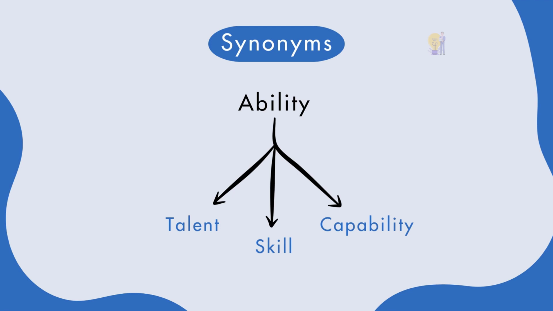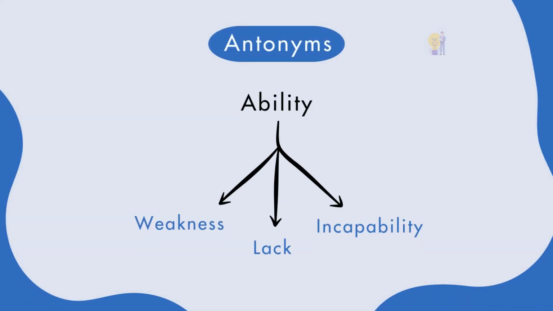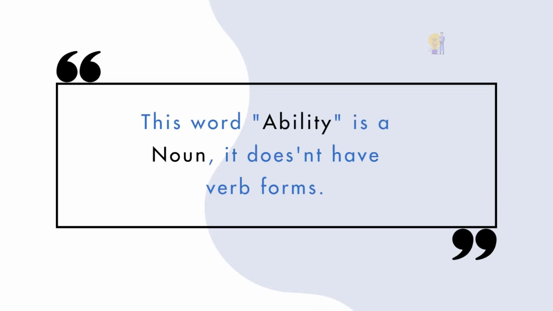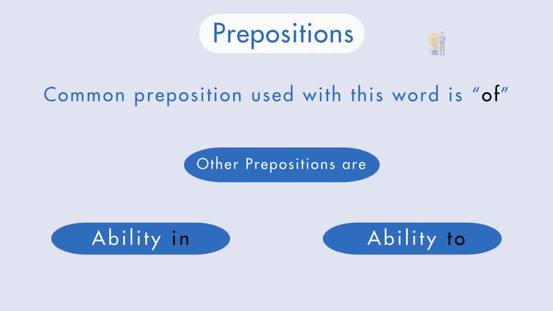Synonyms of ability are talent, skill, capability. The antonyms are weakness, lack, incapability. The word ability is a noun. Common preposition used with the word ability is of, and the other prepositions are in and to.